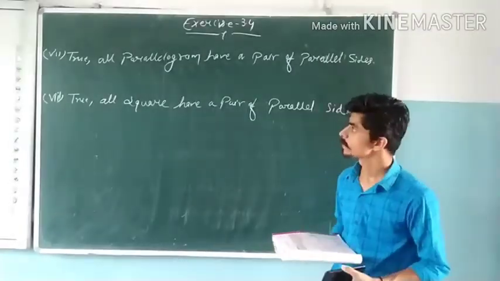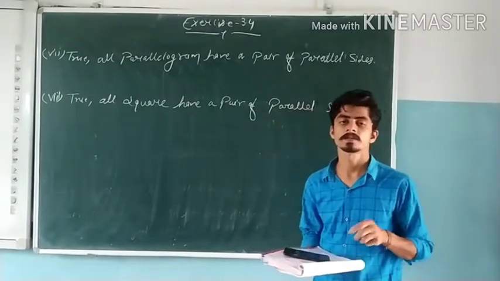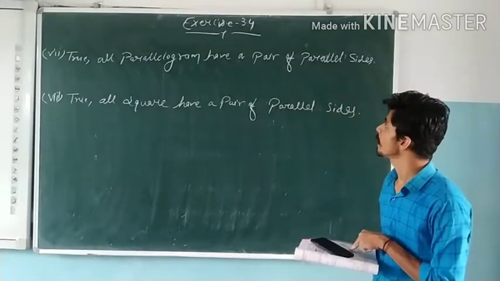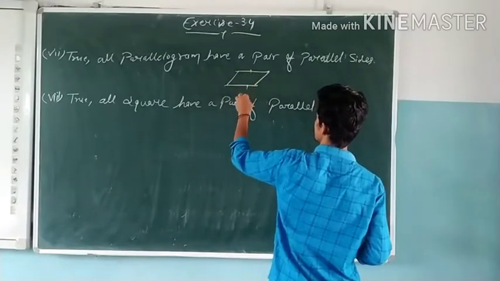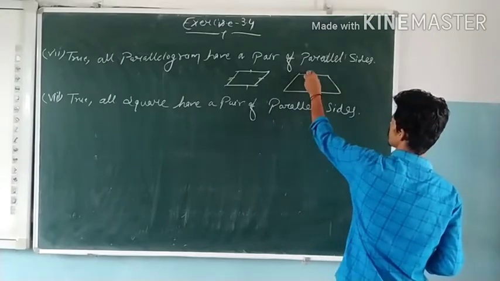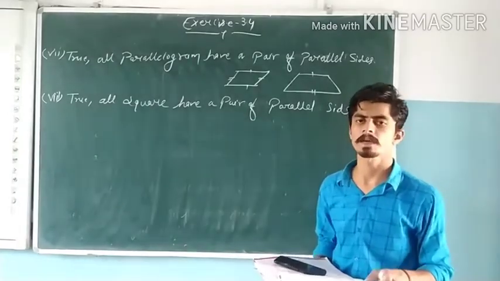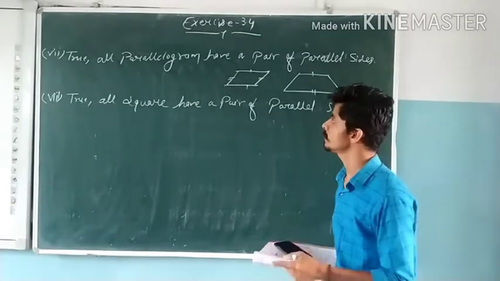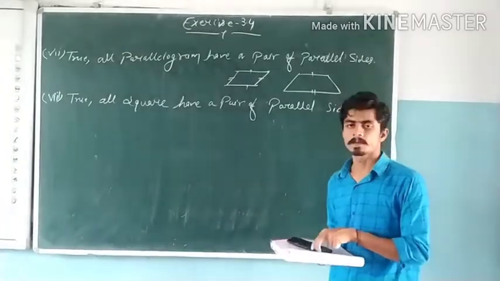The next one is the 7th number, all parallelograms are trapeziums. It's true, because all parallelograms have a pair of parallel sides. This is a parallelogram and it has parallel sides. And a trapezium has only one pair of parallel sides. That means a parallelogram has 2 pairs of parallel sides, and a trapezium only 1 pair. That means a parallelogram can be called a trapezium as well.